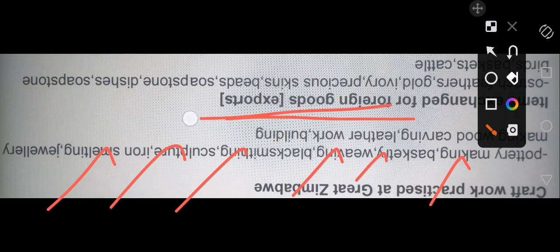The first question is crafts practiced at Great Zimbabwe. The crafts include pottery making, basketry, weaving, blacksmithing, sculpture, iron smelting, jewelry making, and also wood carving, leather work, and building. That question, those are the answers needed.